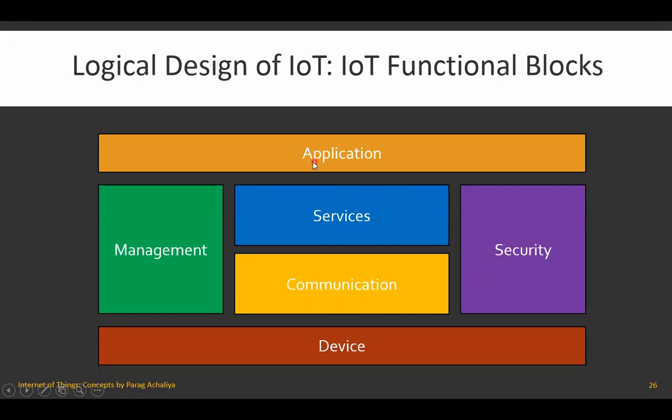Security is very important from the application point of view. Security is very important from the device point of view. Security is again very important from the communication point of view, that means from the data point of view, and security again is very important from the various services point of view. So that's why it is shown as vertical in this IoT block diagram. So this is your logical design of IoT, that is your IoT functional blocks.